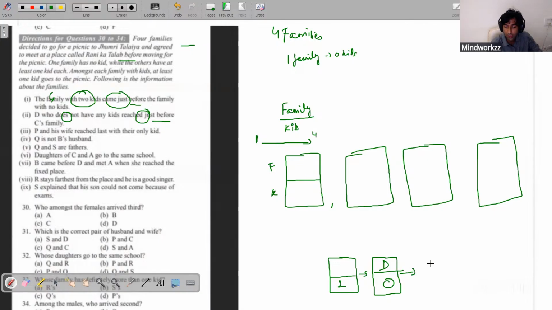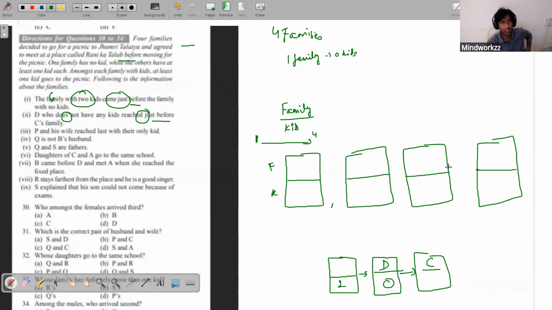So C would have reached just after D, right? And how many kids did C have? We don't know yet, right? So we have these three. Now, these three could be placed as C, D, and then two other persons, or C, D, and a family with two kids. These are the two possibilities. While you're solving the puzzle, just be aware of the kinds of possibilities which can happen.